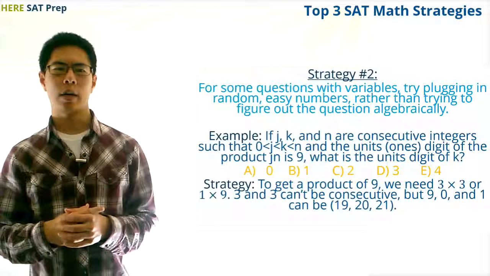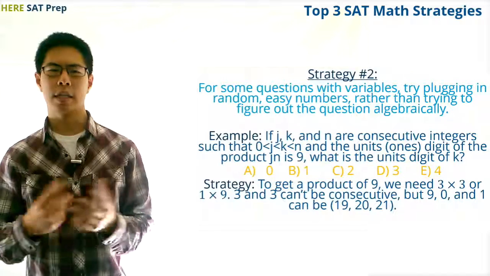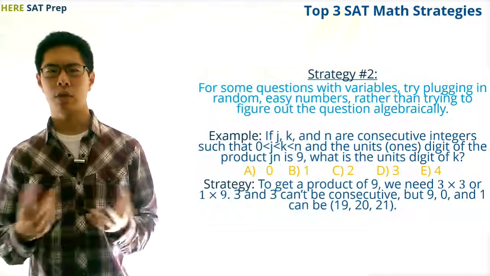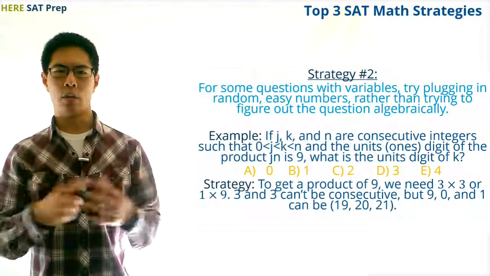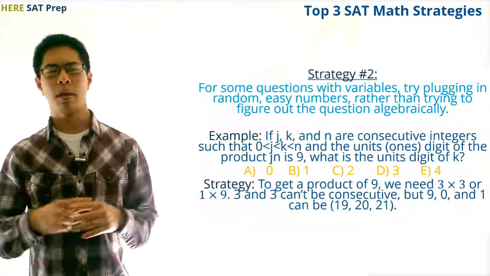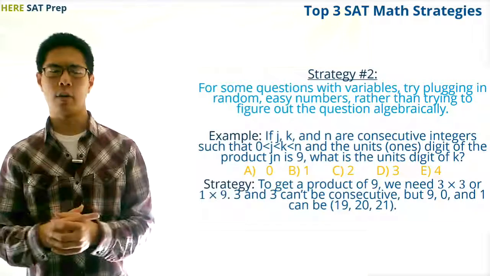We then recognize that we can't get 3 times 3, or 3 and 3, with 3 consecutive numbers, so our only option is 9 and 1, which might seem strange at first, but then we realize that we can have 9, 0, and 1. The question doesn't give a limit for how big the numbers can be, so we can have 19, 20, and 21, or 29, 30, and 31.